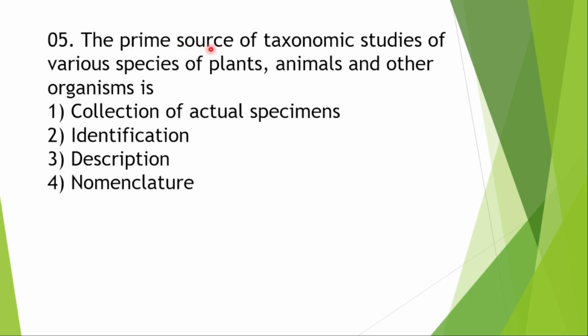Fifth one, the prime source of taxonomic studies of the various species of plants, animals, and other organisms is collection of actual specimens, identification, description, and nomenclature. Right option is collection of the actual specimen.